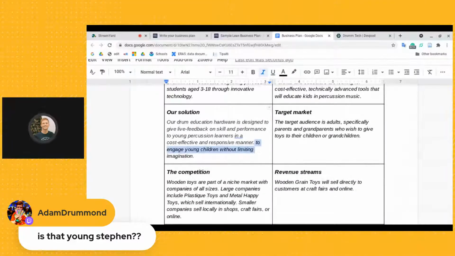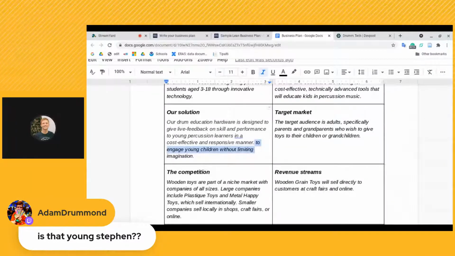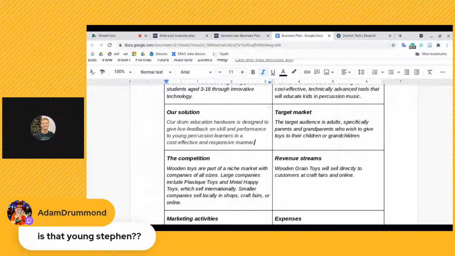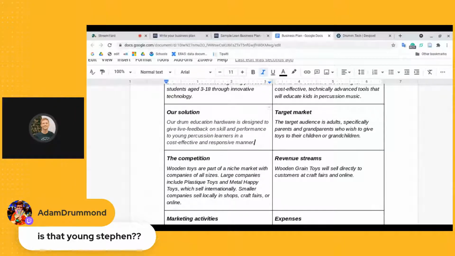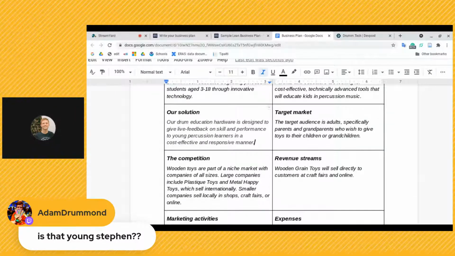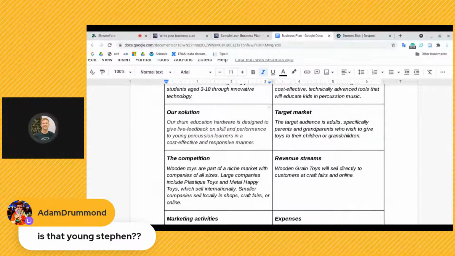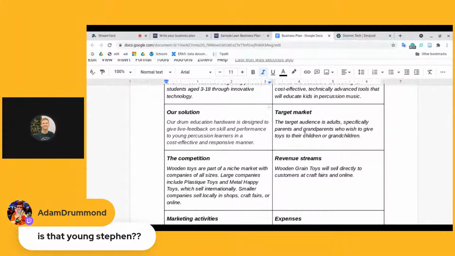So what I mean by this is that an instructor does not have to be there to teach the person. The person could practice for 10 hours on the drums, and they don't need an instructor there to say, you're doing it wrong, you know? So the technology is cost effective in that way.